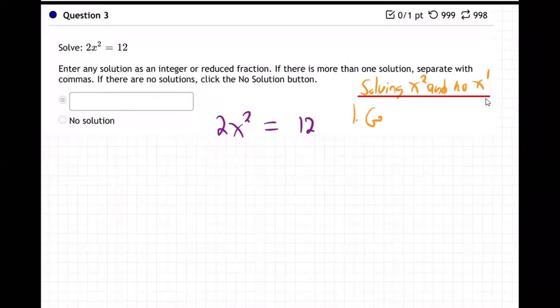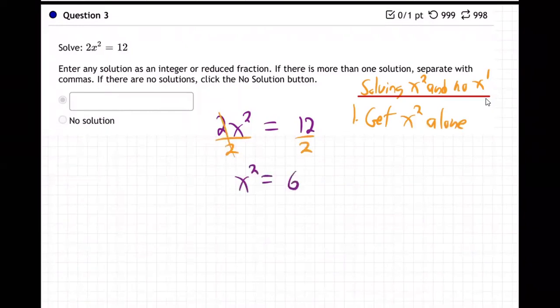Step number one, get the x squared alone. So how do we get the x squared alone? Well, we divide by 2, right? Because that 2 is multiplied. And we get x squared is 6.